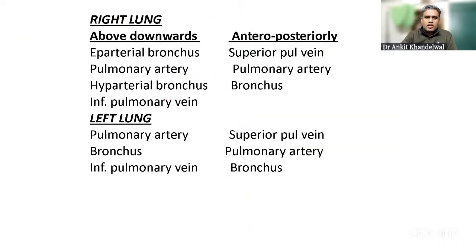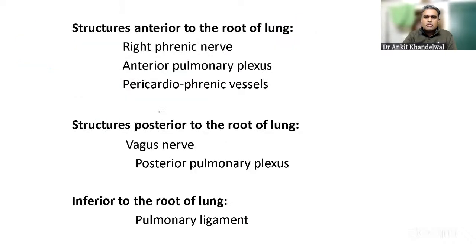And one table over here, remember this mainly for your MCQs: the arrangement of structures from above downwards in the right and left lung, and how they are arranged anterior to posterior. This is bronchus, artery, bronchus, vein. So remember this. This is the table over here. Keep note of it. It will help you guys.